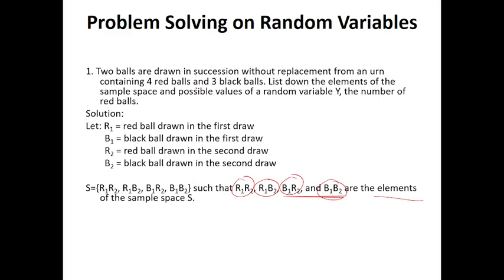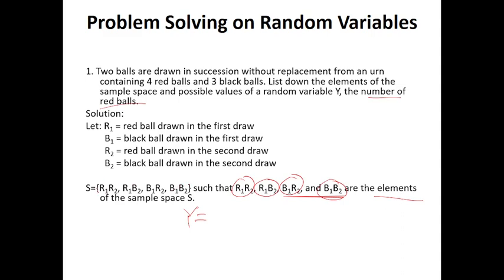So, list down the elements of the sample space and possible values of a random variable y, the number of red balls. So what are the possible values of the random variable y? What is our random variable y? Number of red balls. So let's look at the outcomes, the elements of our sample space.